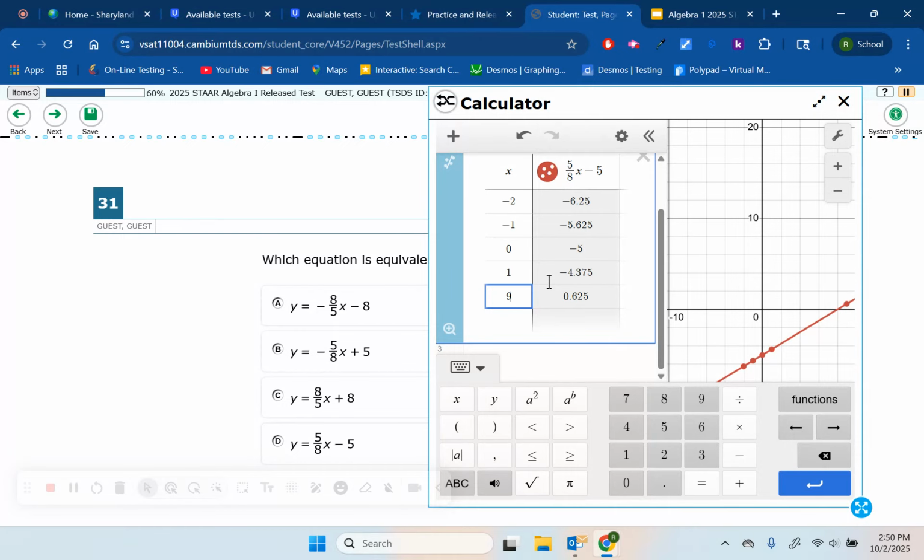Let's keep going. 9. 10. 11. 12. 13. 14. Okay, nope. 15. 16. So when x is 16, y is 5. I wonder what's going to happen if I plug that in over here.